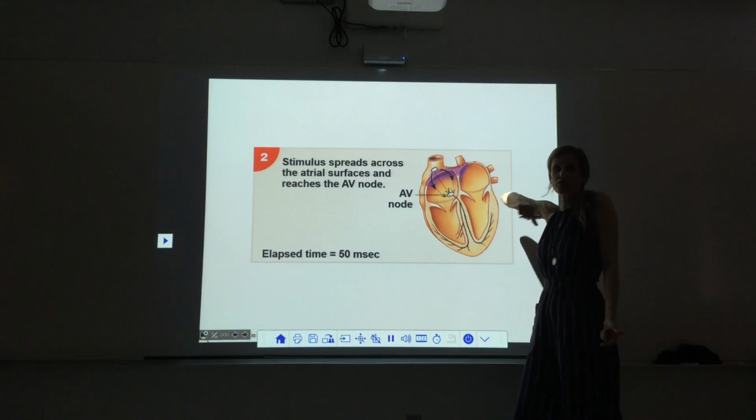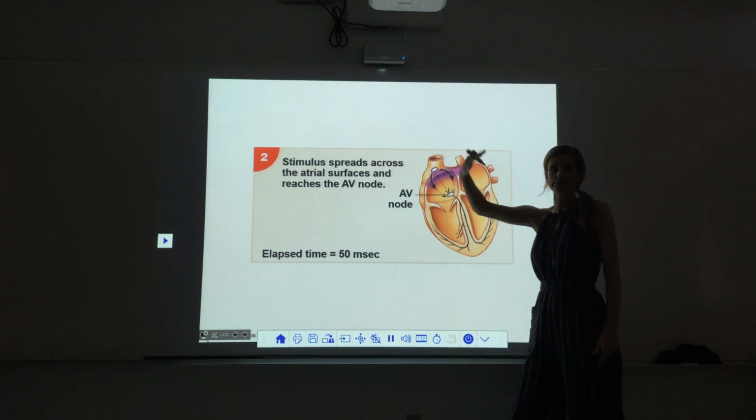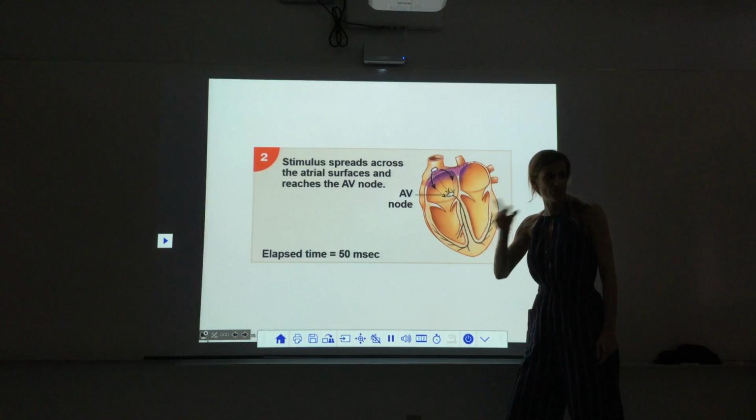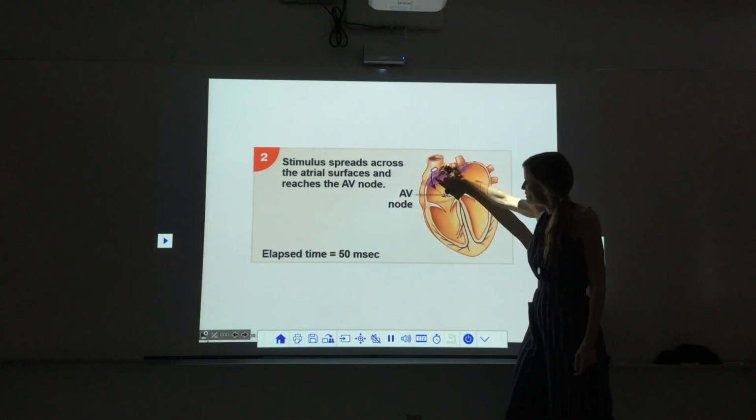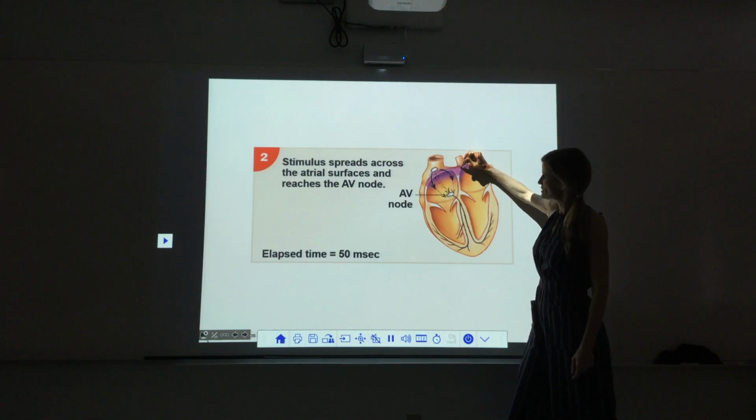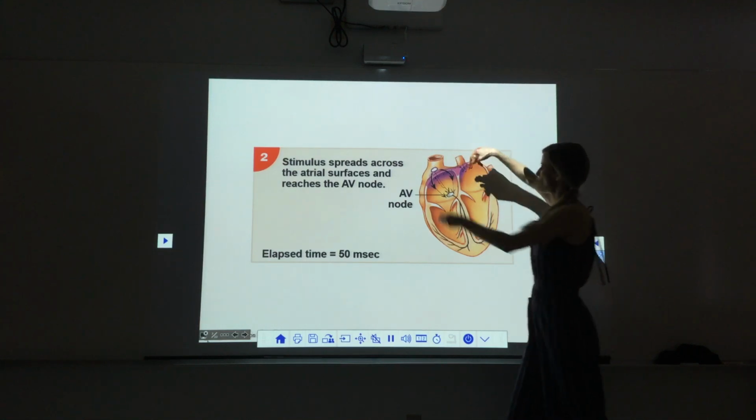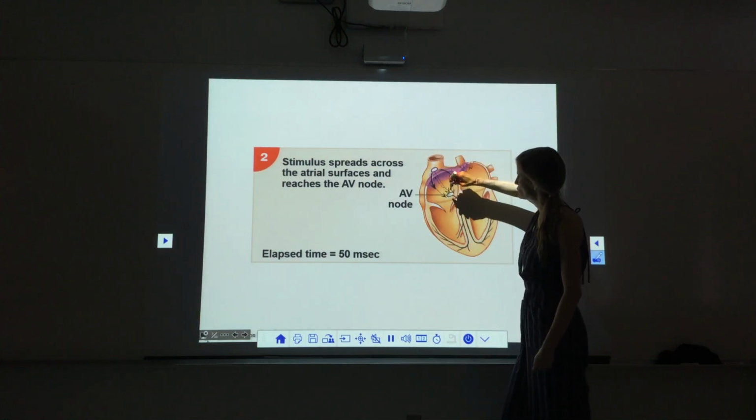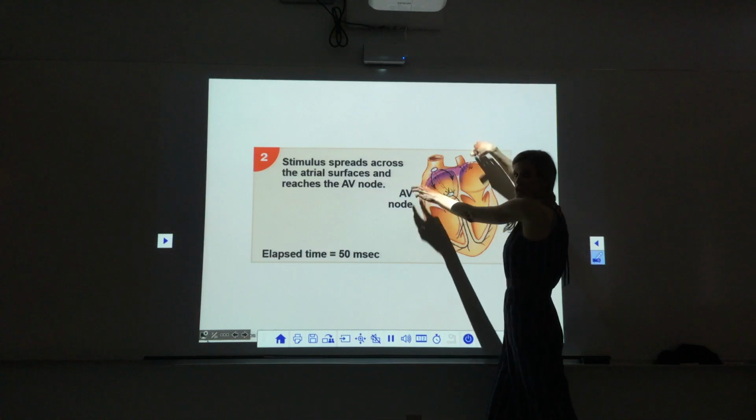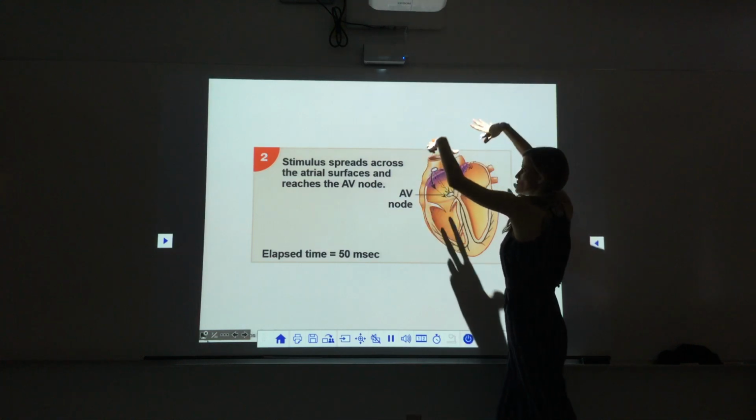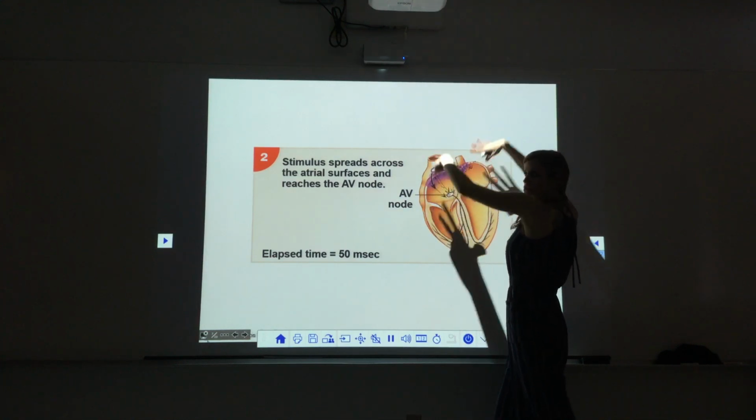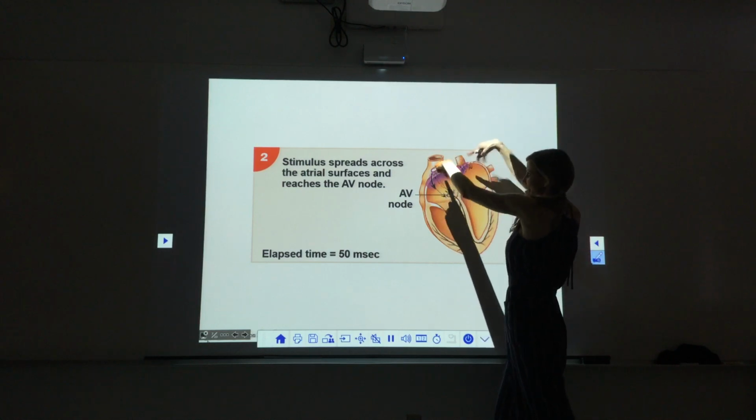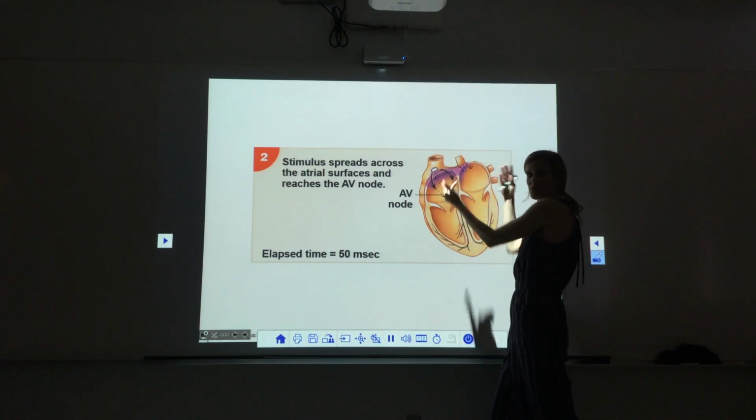And then again, remember, it goes from cell to cell to cell, right? Like dominoes falling. So once we stimulate this cell, it's going to get passed all the way down the atria. Once we stimulate these, it's going to get passed all the way down the atria. So as the SA node fires and sends the signal to the AV node, the atria start contracting, right? And they'll contract like this, from the top down towards the bottom, which makes sense, right?